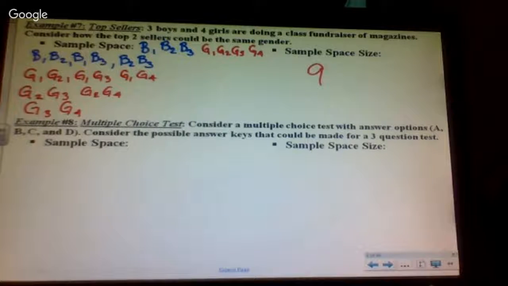Multiple choice test. Consider a multiple choice test with answer options A, B, C, and D. Consider the possible answer keys that could be made up for a 3-question test.